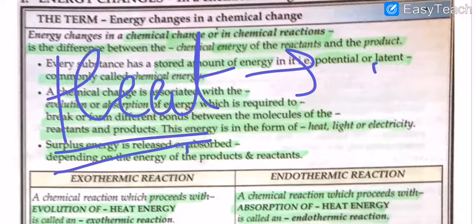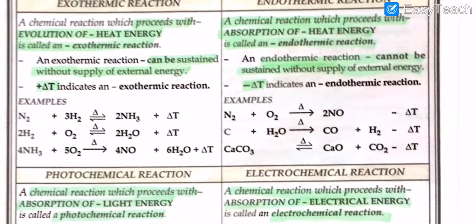So surplus energy is released or absorbed depending on the energy of the products and reactants, just as I said. An exothermic reaction is a chemical reaction which proceeds with the evolution of heat energy. We did this before, exothermic and endothermic. Such a type of reaction is called an exothermic reaction. I even said exo means coming out. So you have an evolution of heat energy taking place, the heat energy is coming out. An exothermic reaction can be sustained without the supply of external energy.